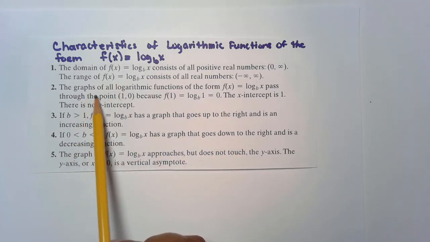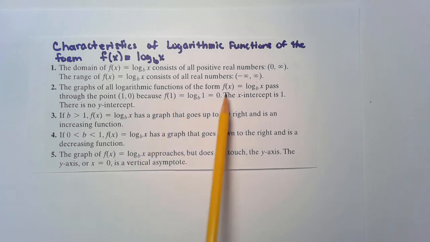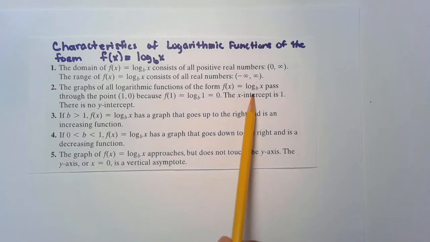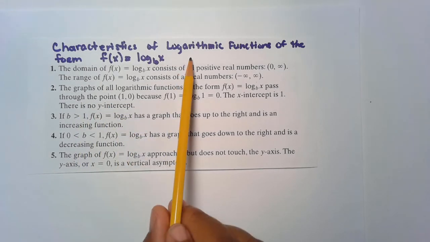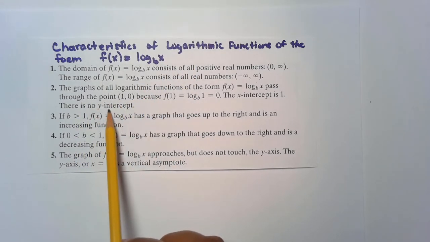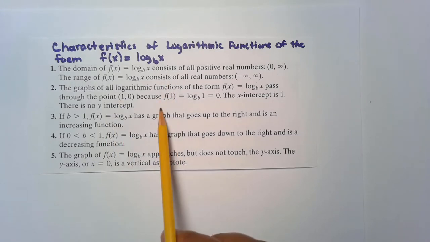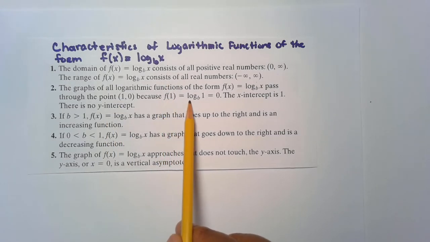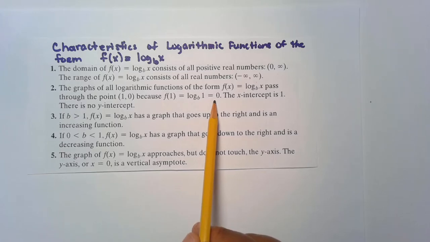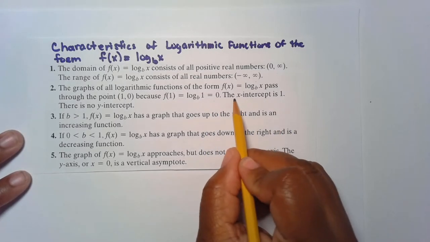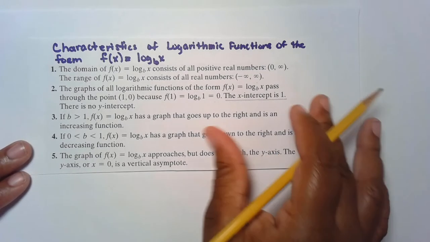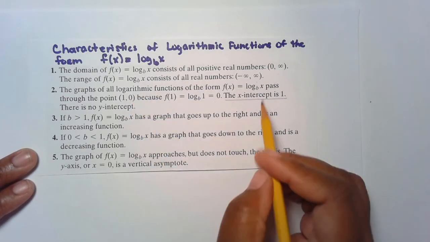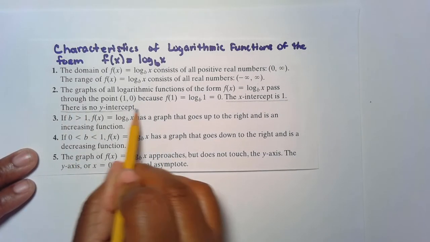Now, this time the graphs of all logarithmic functions of the form f of x equals log base b of x pass through the point (1, 0), whereas with exponential functions it passes through (0, 1). Because f of 1 equals log base b of 1, which gives us 0. And a logarithmic function has an x-intercept, which is (1, 0), but there will never be a y-intercept.